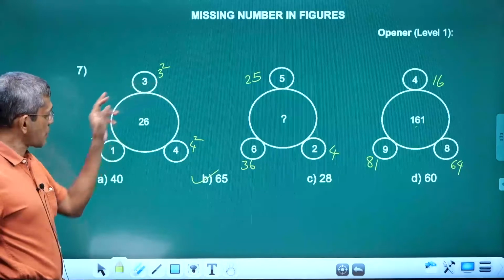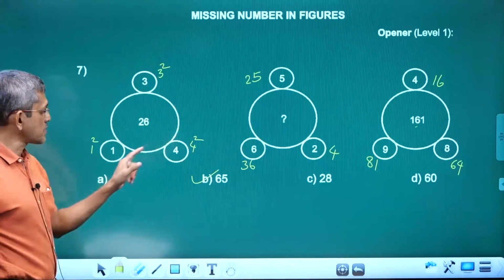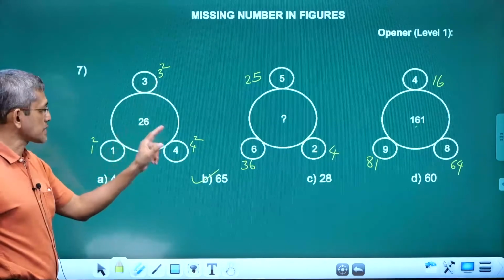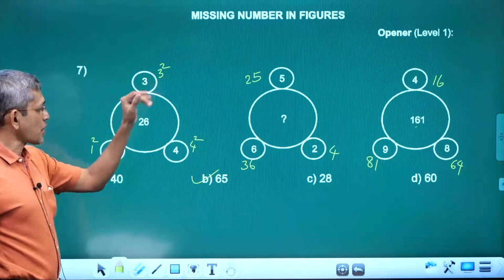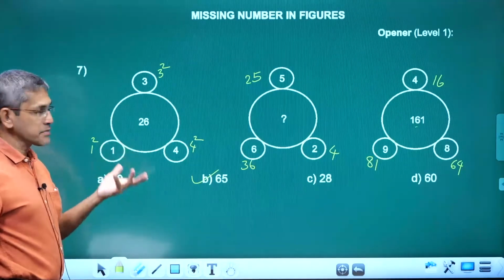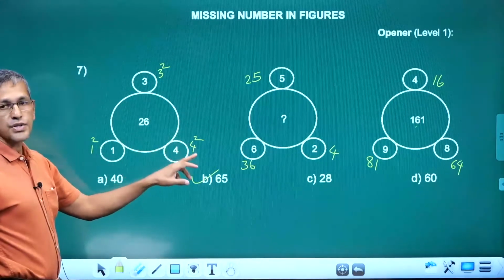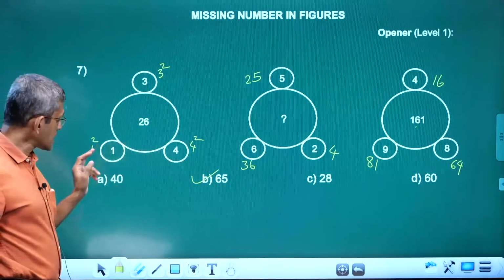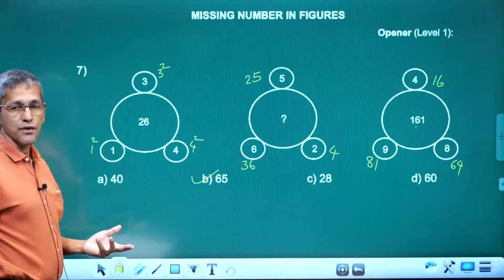In this case, it is squares. Sometimes it could be cubes. In this case, the squares of numbers are added. That means 3 square plus 4 square plus 1 square. Sometimes it could be multiplication: 3 square into 4 square into 1 square. Or it could be different operations. It could be sometimes 3 square into 4 square plus 1 square. You never know what kind of pattern is waiting for you.